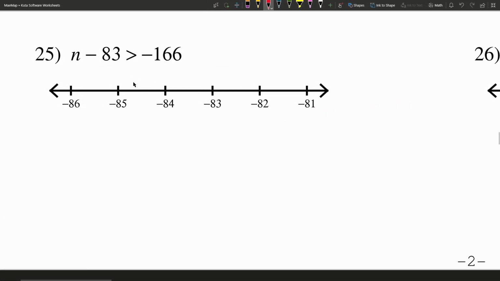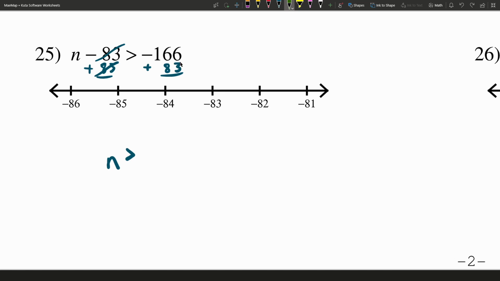In number 25, we have n minus 83 is greater than negative 166. Start by adding 83 to both sides. Again, these are just one-step inequalities, so even though we have a lot larger values we're working with in number 25, we go through the same steps. So we isolate our variable n, and that's going to be greater than negative 166 plus 83. Now this negative 166 plus 83 is going to be a little tricky to do in our heads, so let's break this up.